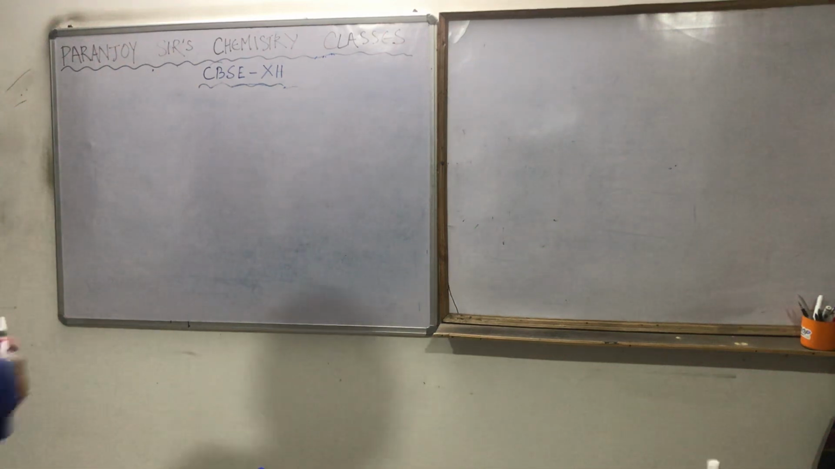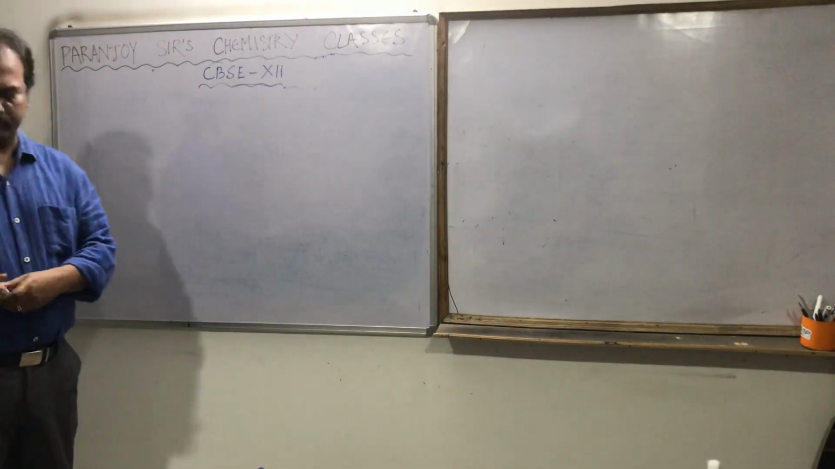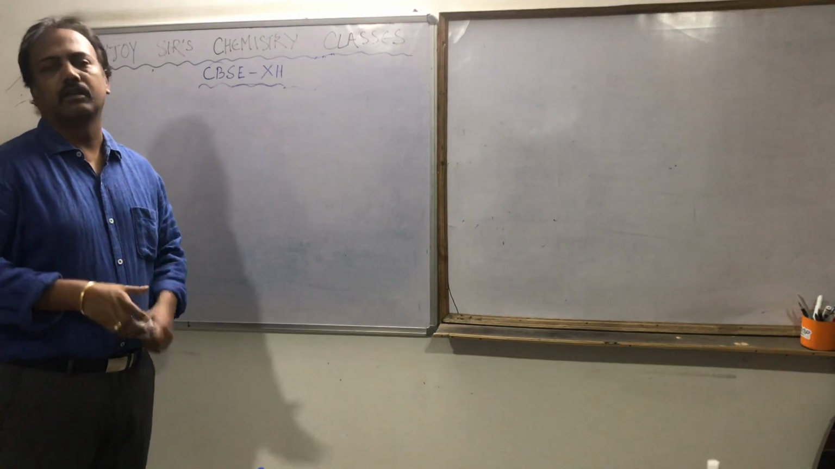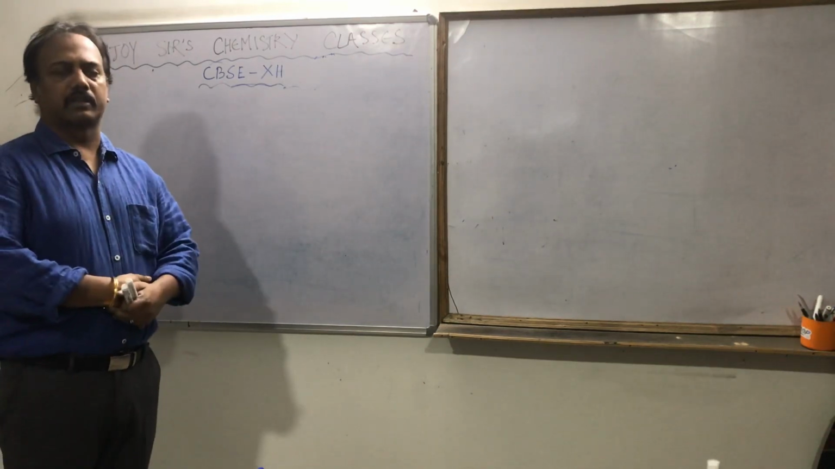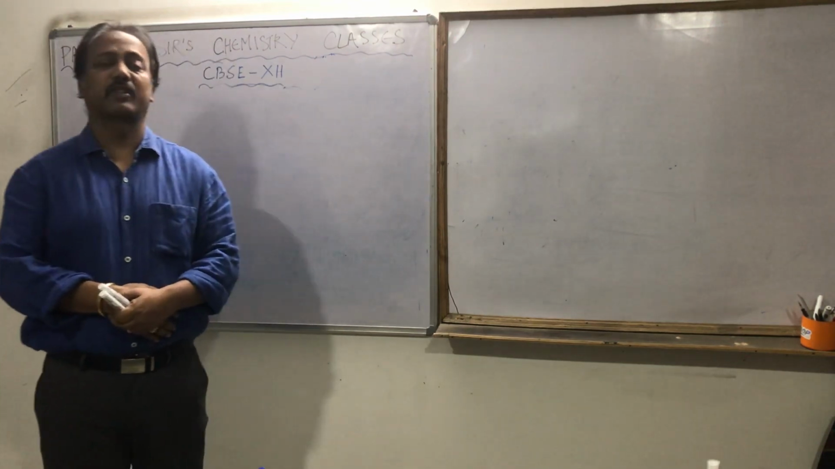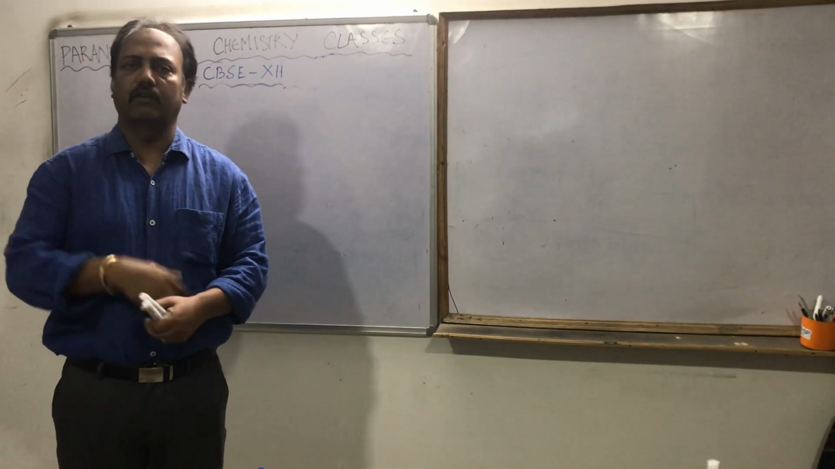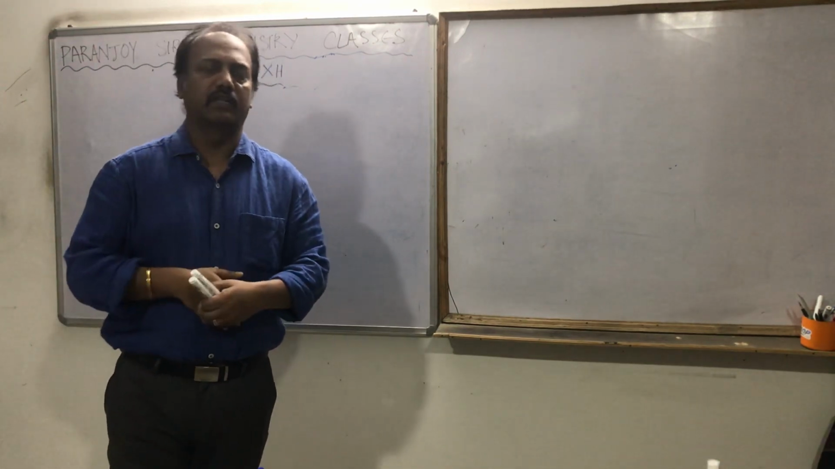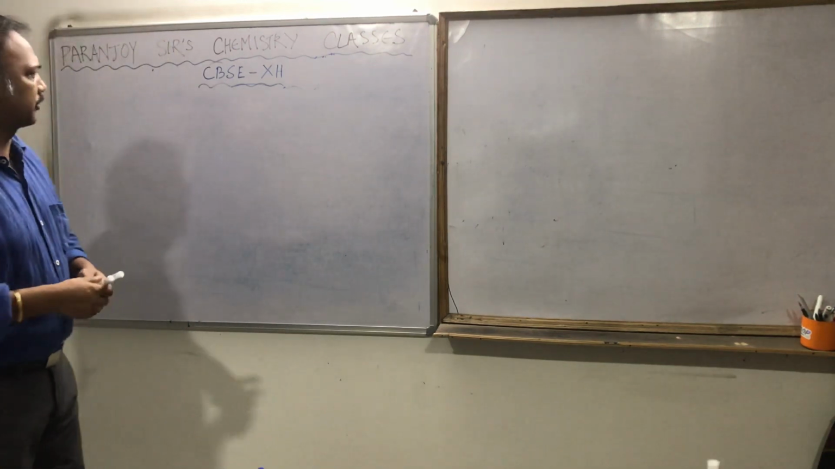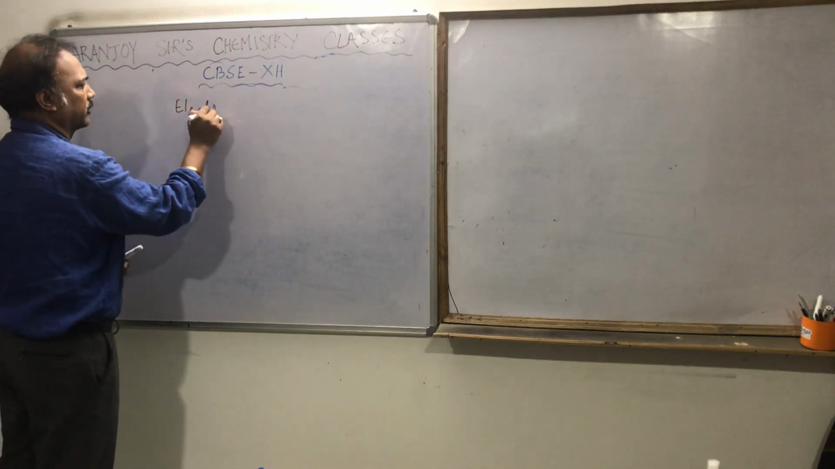Hello everyone. In this class, last class we had studied the electrochemical cells, their construction, how they are constructed. We had seen how the cells are represented, what is the role of the salt bridge, and all these things, the basic idea about the electrochemical cells. Now today we are going to start with electrolysis.